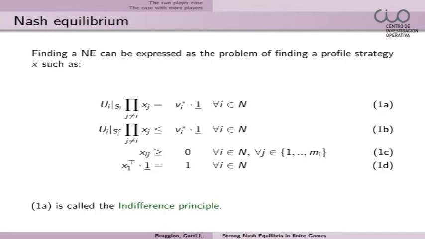And then, of course, I need to ask that x_ij is greater or equal to zero, because these are probabilities. And the sum must be equal to one, because these are densities. And this is called the indifference principle. I am indifferent among the rows that I use with positive probability.